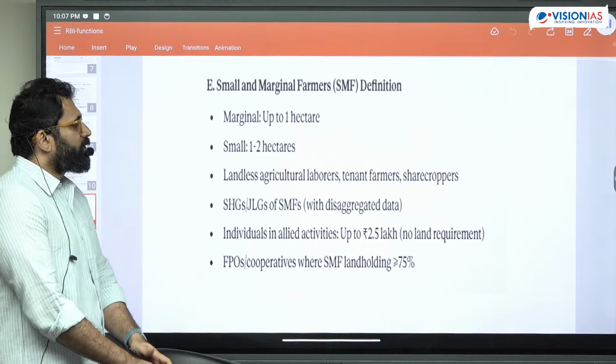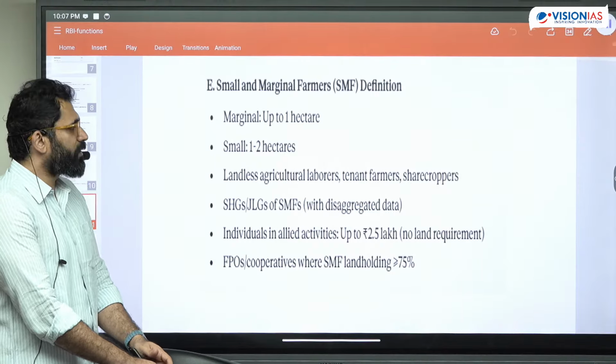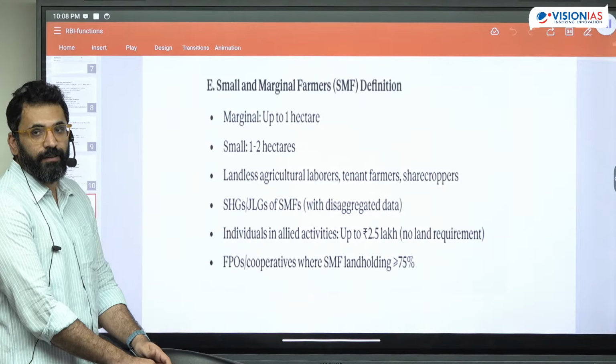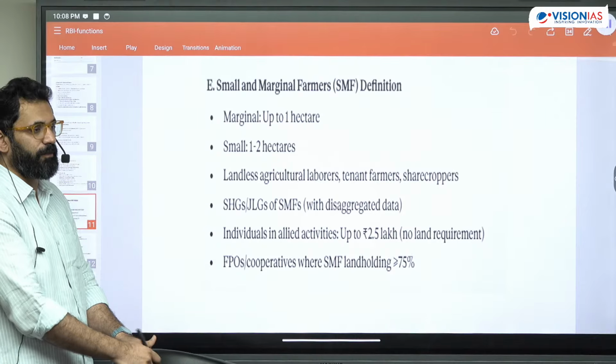The small and marginal farmers definition, because they have a target of 10%: marginal is up to 1 hectare, small is 1 to 2 hectares. These are the definitions based on which you will classify the 10% limit for which you have to give.